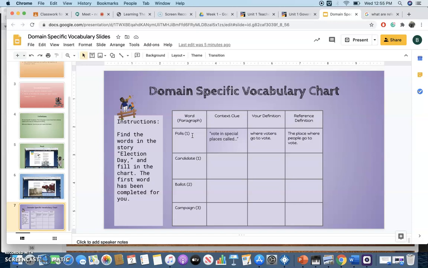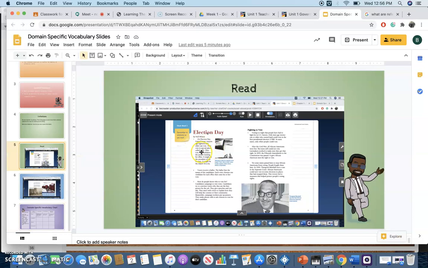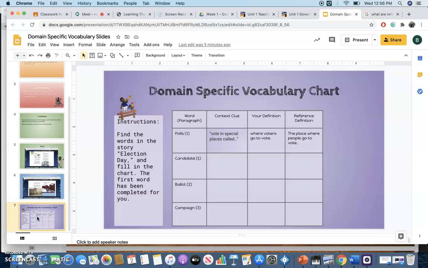So I read on, and if you read, you will see, for example, it says, on Election Day, United States citizens age 18 and older can vote. They can vote in special places called polls. I noticed that. So my context clue would be vote in special places called, in the word polls. My definition is where voters go to vote.